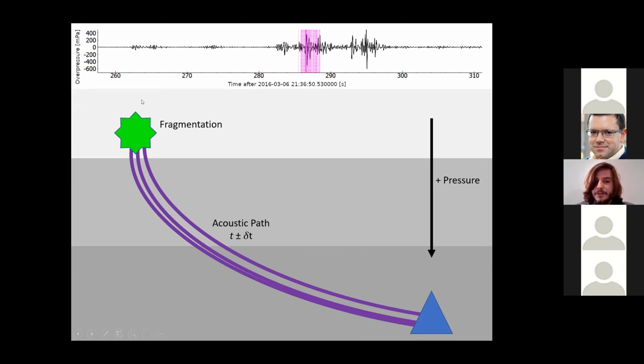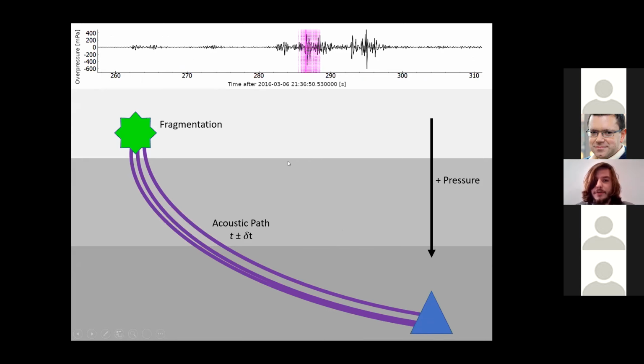If we have a given fragmentation occurring at a specific position, height and time, and we have a given station, we can ray trace how the acoustic wave travels through our atmosphere, being pushed around by winds and temperature gradients. A fragmentation occurs at a specific time, and then it takes an additional amount of time for the sound to get to a station.